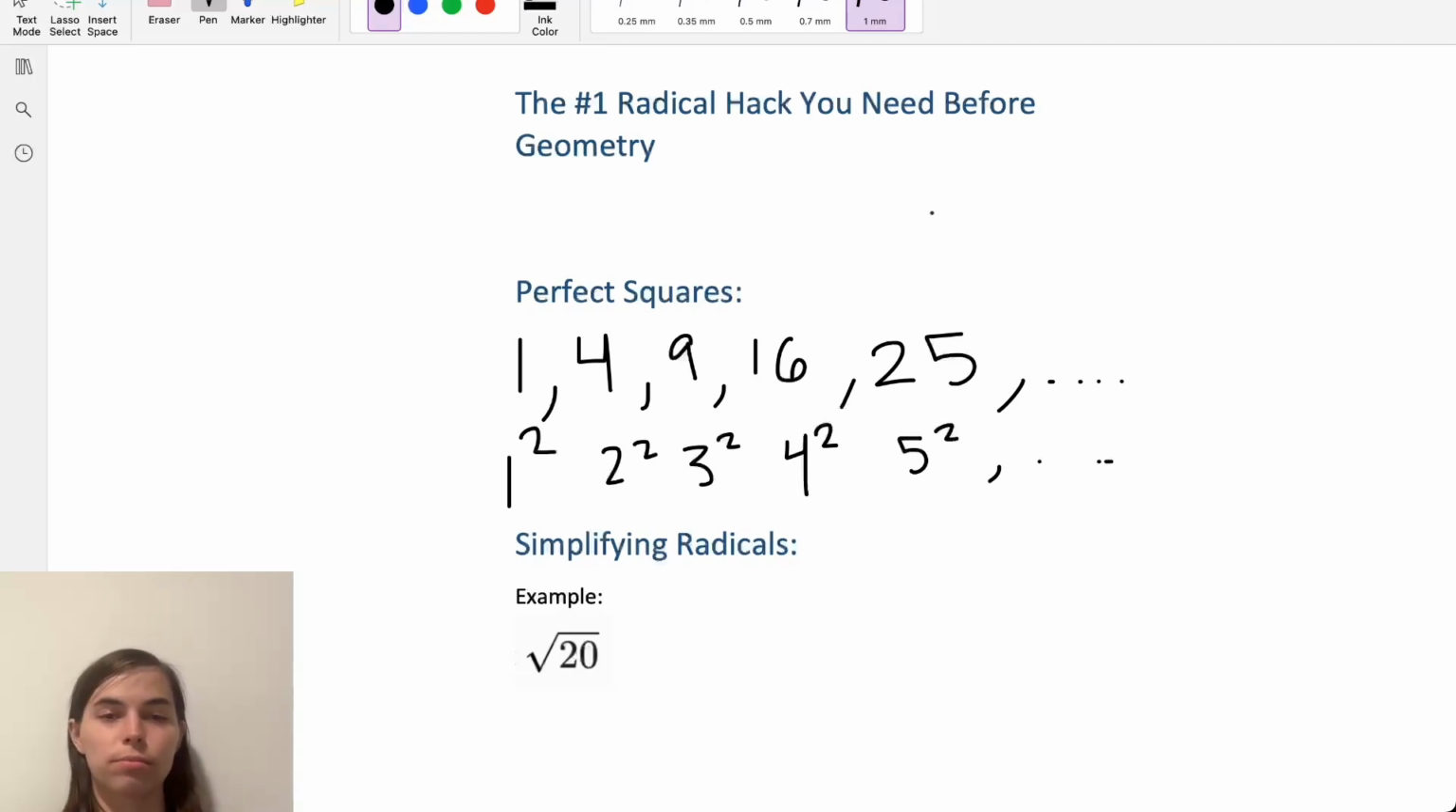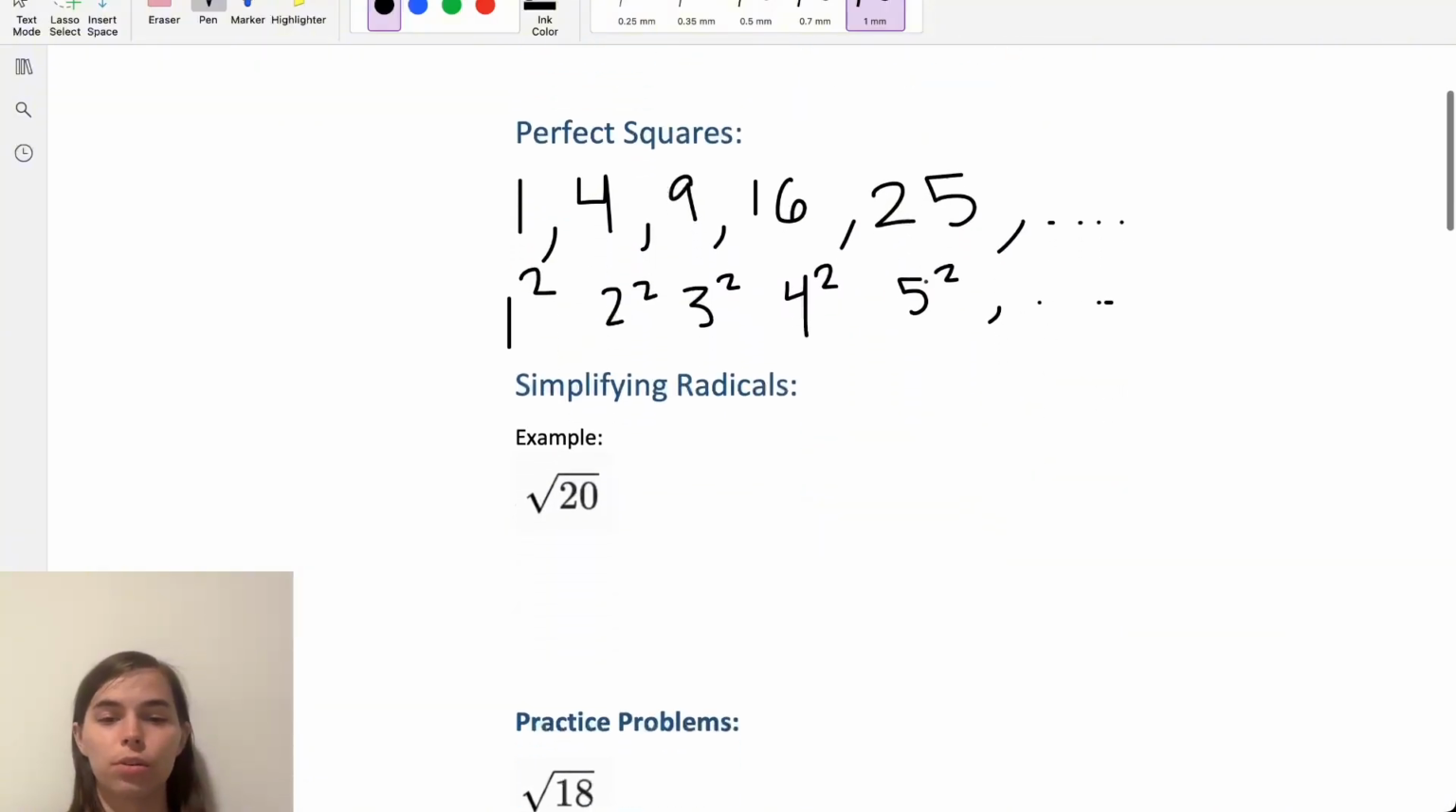That is perfect squares. And we're going to use those perfect squares to help us work backwards a little bit in order to find out what the exact answer is for certain radicals. In geometry, you're going to see a lot of square roots, a lot of radicals, and so we're going to need to be able to simplify them. So let's start with talking about how to simplify a radical.